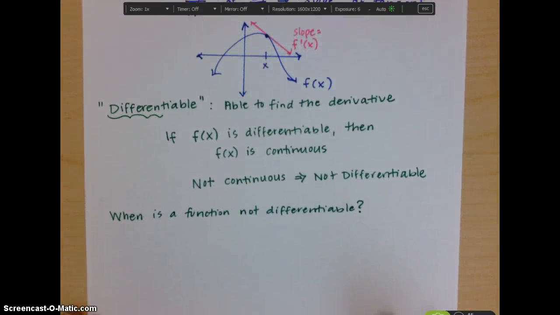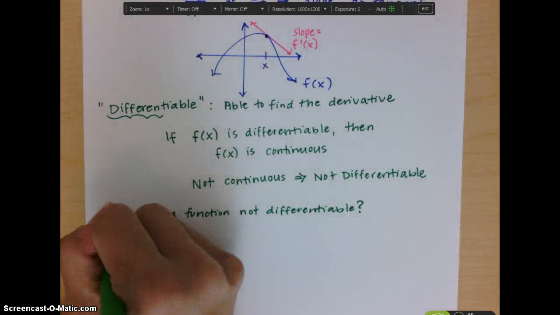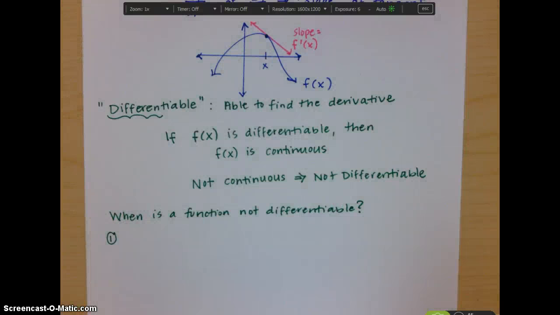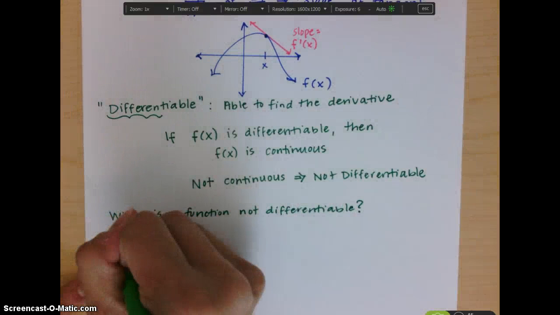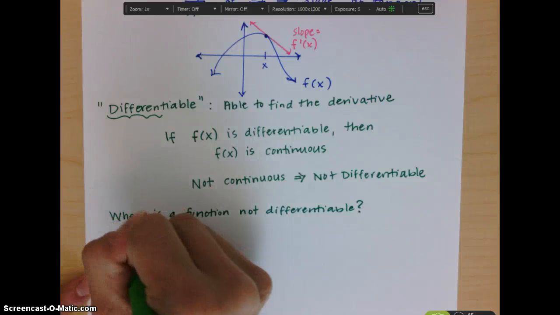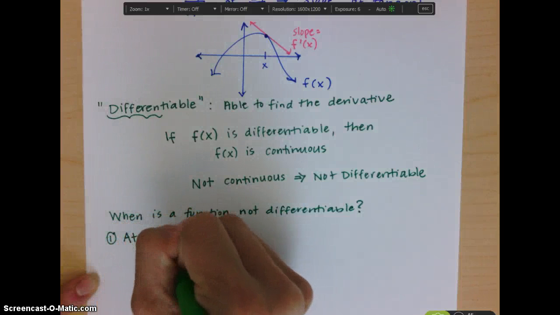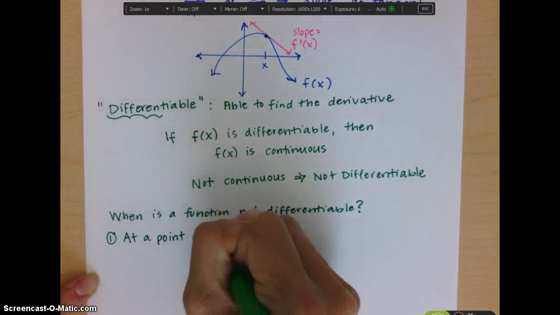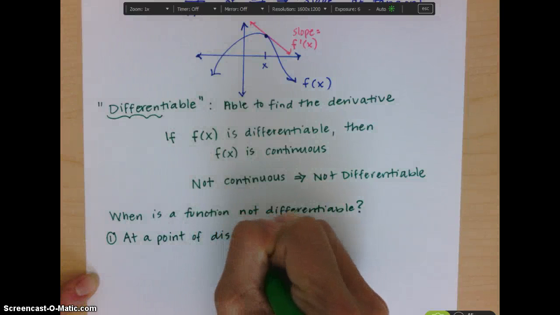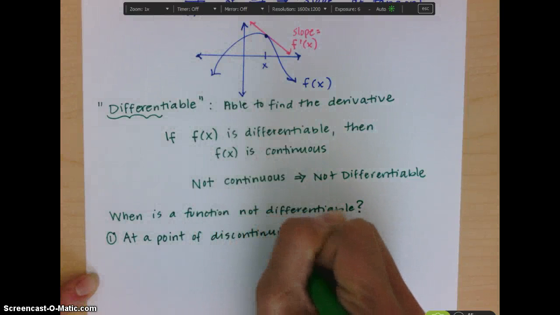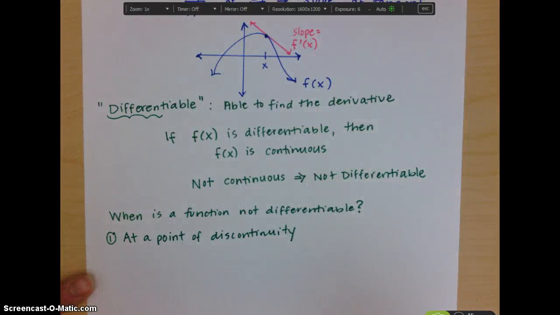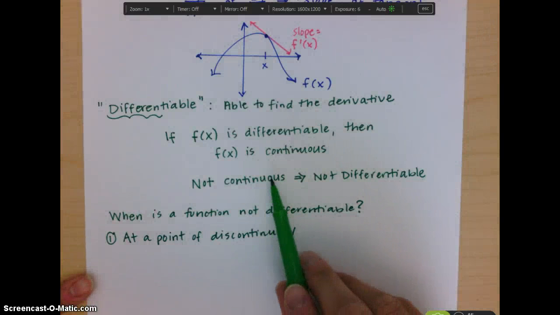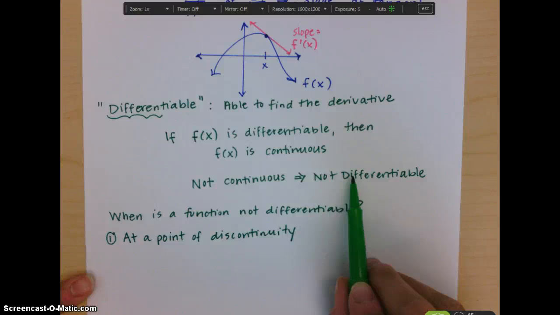All right, when is it not differentiable? I'm going to discuss 3 different scenarios where a function would not be differentiable. The first scenario is that it would not be differentiable at a point of discontinuity. Because remember, if the function is not continuous, then it's not differentiable.